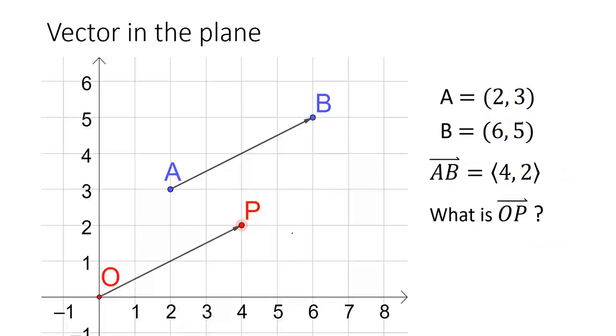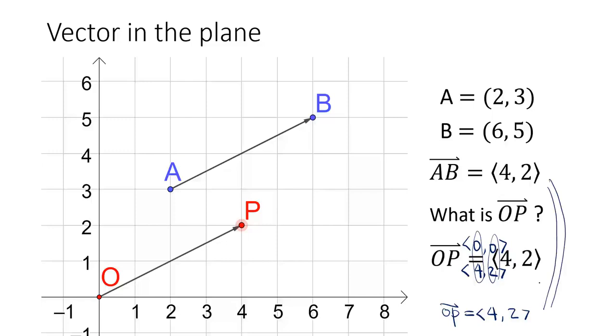Now, if you look at this vector OP, what is this vector's value? My O is (0, 0). My P from the graph is (4, 2). Again, we subtract the corresponding coordinates to find my vector from O to P. So 4 minus 0 is 4, 2 minus 0 is 2. You can see my vector OP is <4, 2> as well. This tells me that my two vectors are the same. They're both <4, 2>, right?